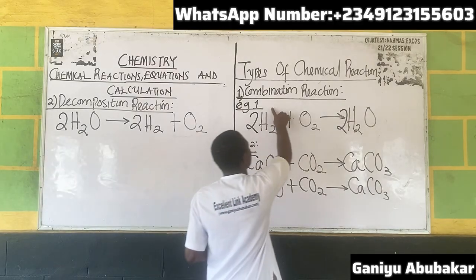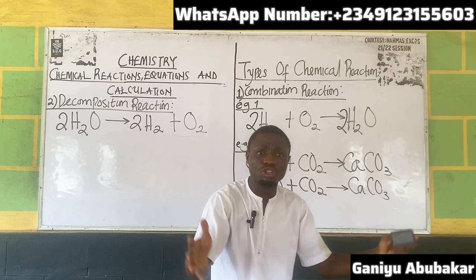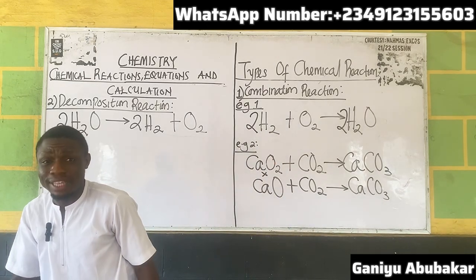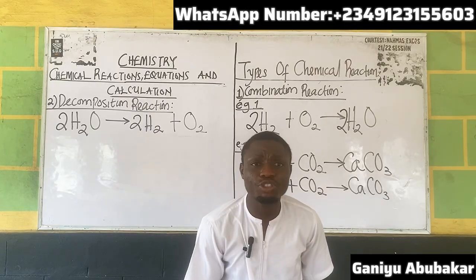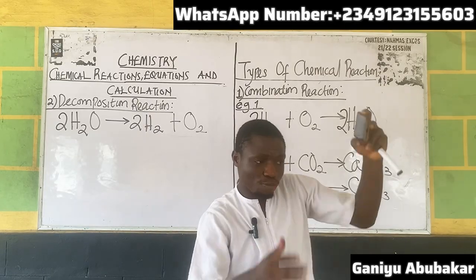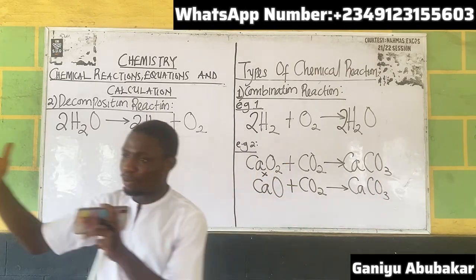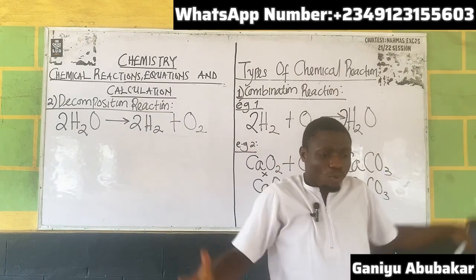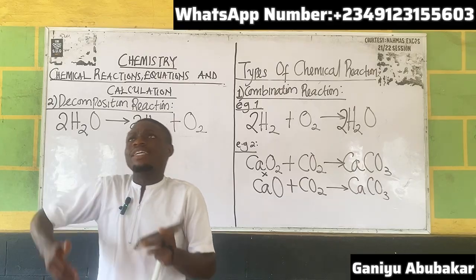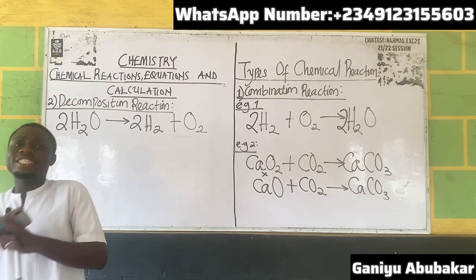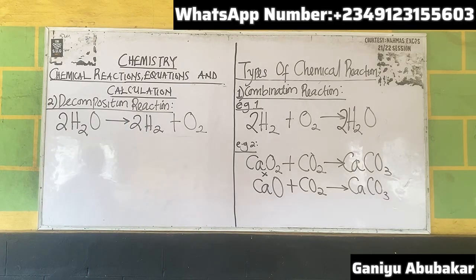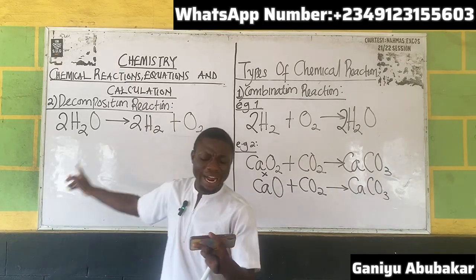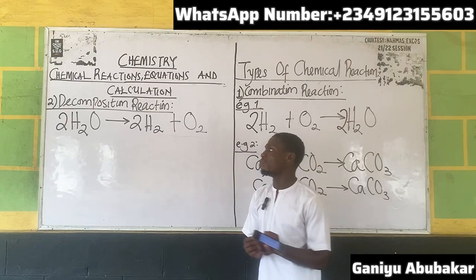For a combination reaction, you have two or more smaller ones combined to give you a bigger one. This is how to separate them. How do you spot a combination? It's easy. Smaller ones combined to give you a bigger one. How do you spot a decomposition? It's easy. A bigger one breaking down, disintegrating into its component elements. As you can see, it breaks down into several things. This is how you identify a decomposition reaction.